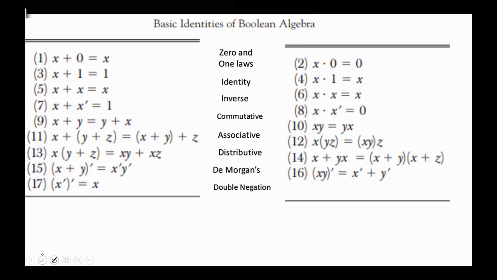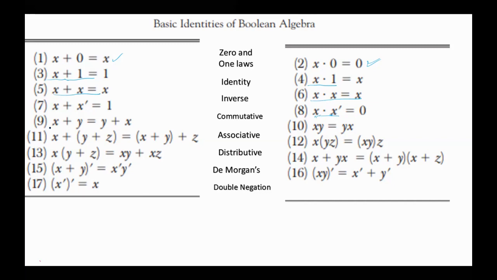Next, the basic identities of Boolean algebra. Here we have the zero law: x OR zero equals x, and x AND zero equals zero. And the one law: x OR one equals one, x AND one equals x. The identity: x OR x equals x, x AND x equals x. And the inverse law: x OR NOT x equals 1, and x AND NOT x equals 0, since one of them will be 0.